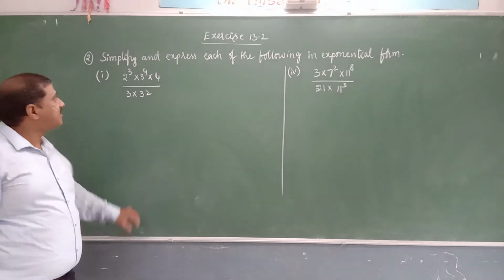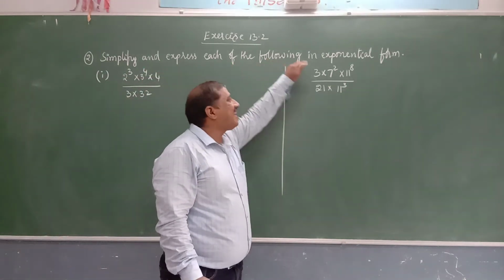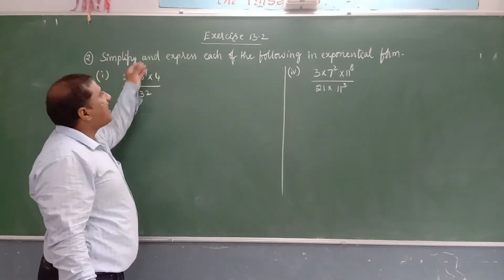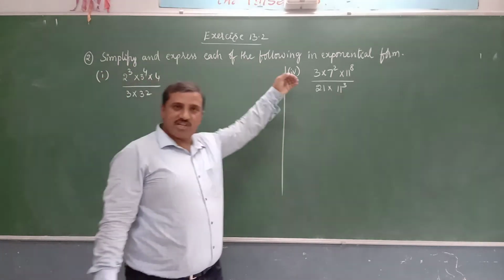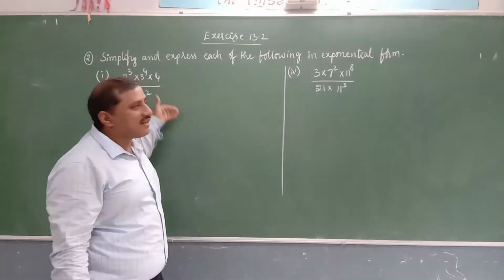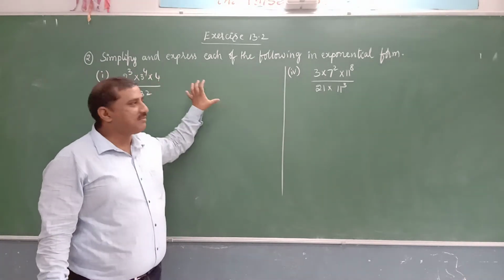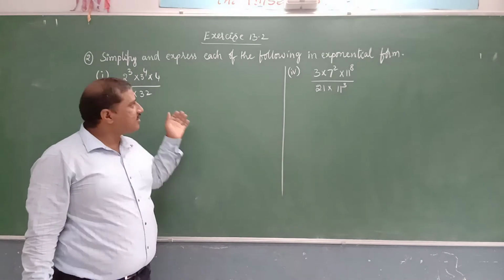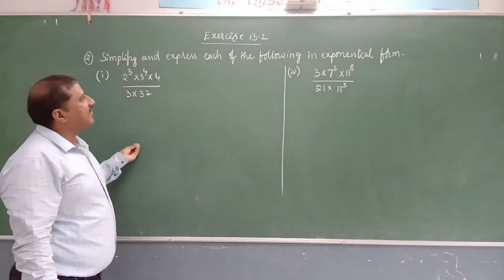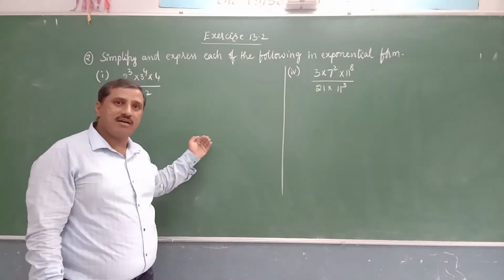Now we will discuss the second sum. Simplify and express each of the following in exponential form. Simplify this and express the answer in the exponential form. So as usual we did in the first picture. Similarly, here we have the form of fractions. There we had simple expressions; here a little bit difficult and different expressions are there. We need to simplify them and write the answer in the exponential form. Same, we use the laws of exponents.